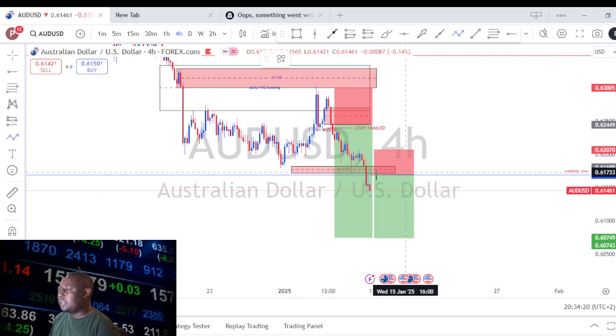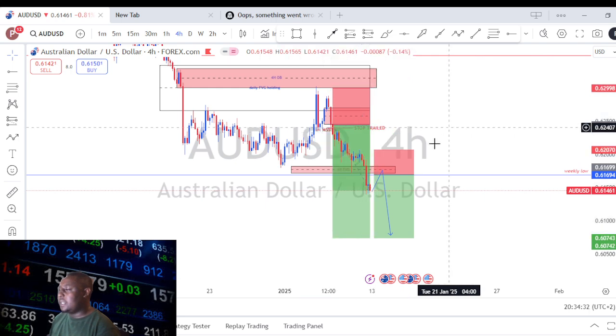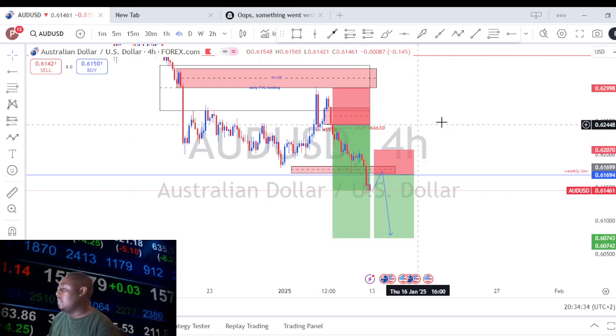Once we retest back into this fair value gap that it left, or retest the weekly low and push back, once we enter, I might trade my stop loss just below this fair value, above this fair value gap.